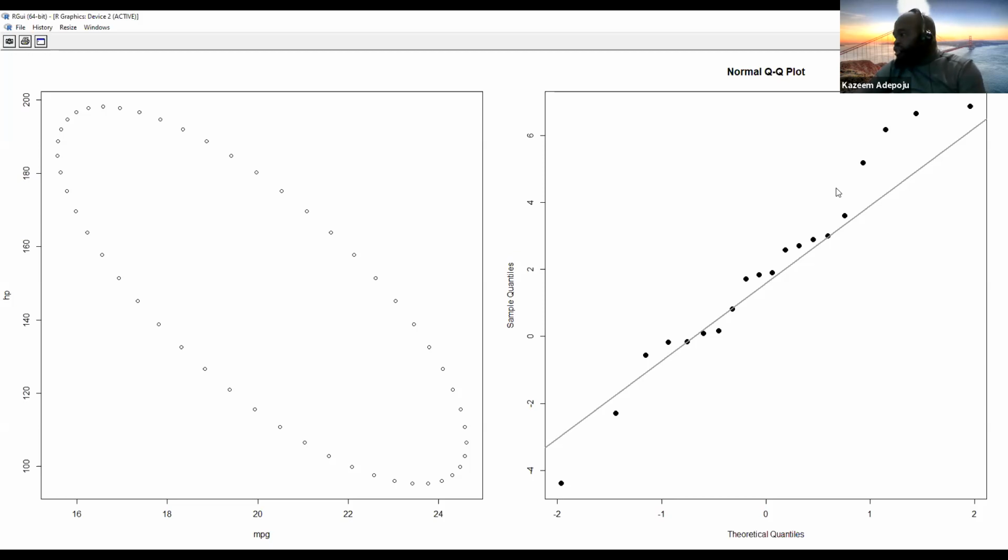The data set does not necessarily need to follow a straight line perfectly. All the data points cannot be on the straight line, because if they were, we would be talking about a perfect normal distribution. But the way it is right now, I think this is approximately a normal distribution. So that is what this is talking about.